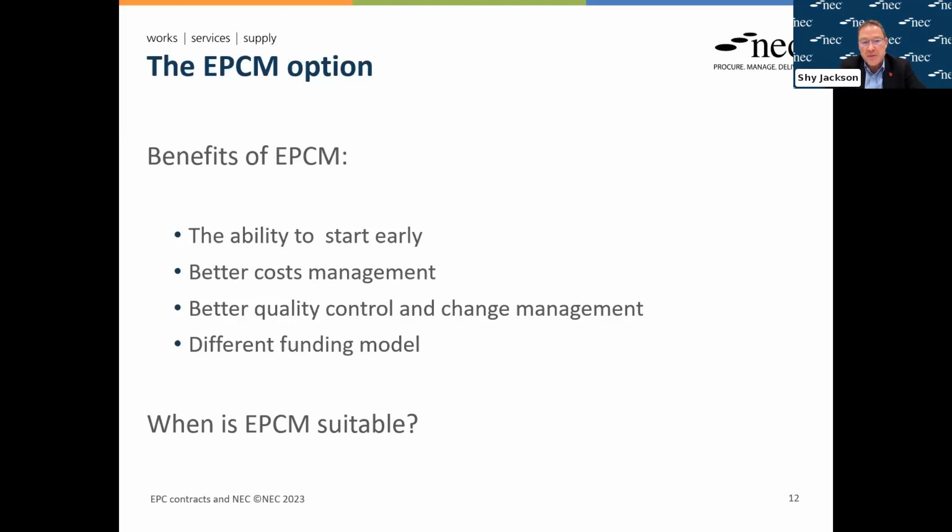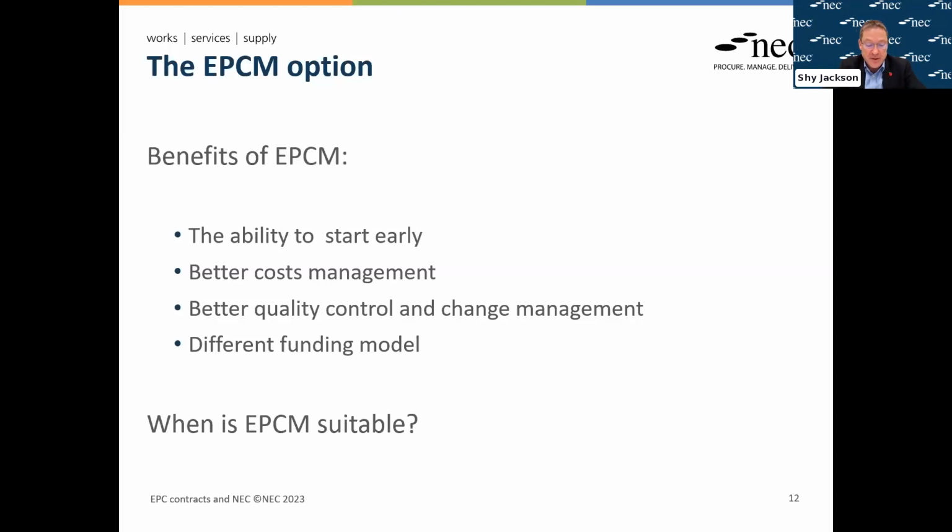And in terms of the funding model, because the client is entering into smaller contracts with each member of the supply chain rather than one big EPC contract, then we tend to look less at project finance structures. But one other benefit of this is that the insolvency or poor risk performance is spread because rather than rely on a single contractor, you're spreading the risk over a large number of contractors.